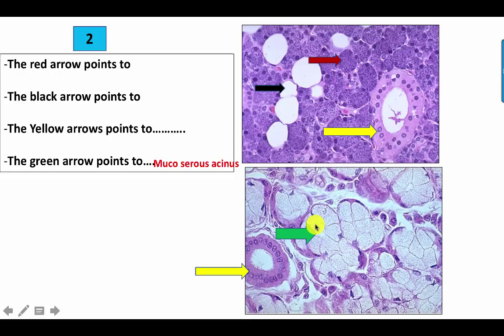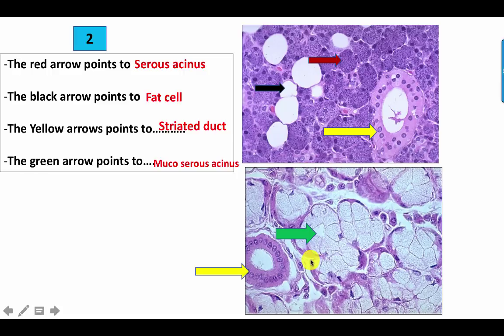Here the green arrow is mucoserous, because we have the mucous cells and a crescent of basophilic, darkly stained cells, which are serous cells, forming the crescent of Gianuzzi. So the red arrow points to the serous acinus, the black arrow points to the fat cell, the yellow arrow points to the striated duct, and the green arrow here points to the mucoserous acinus. Also, this is a mucoserous acinus.